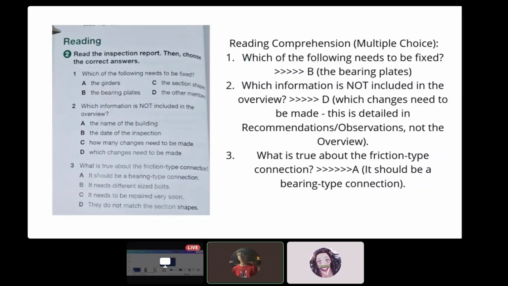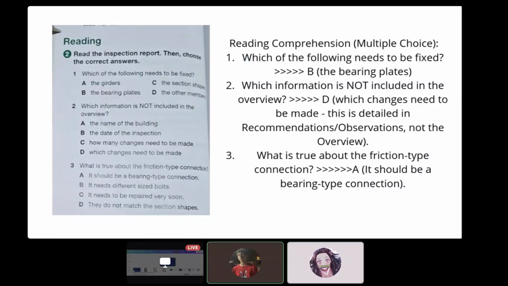For question number two, which information is not included in the overview? The correct answer is D, things need to be made. This is detailed in recommendations and observation, not the overview.